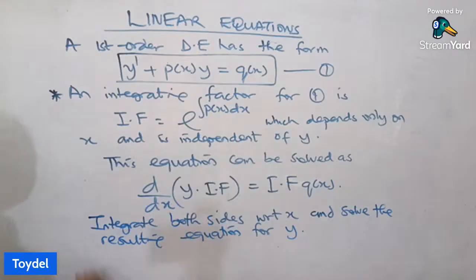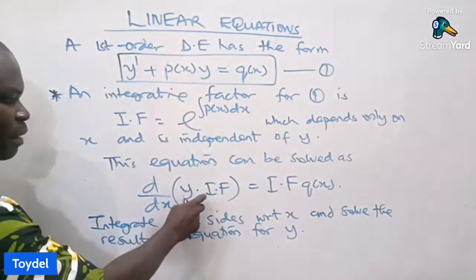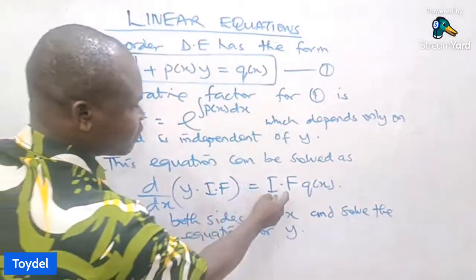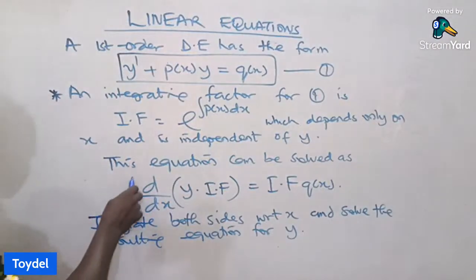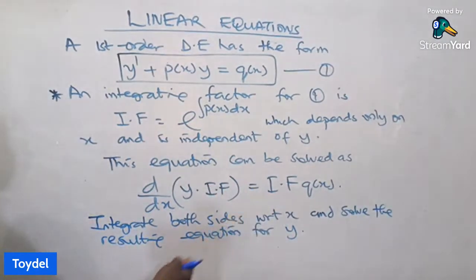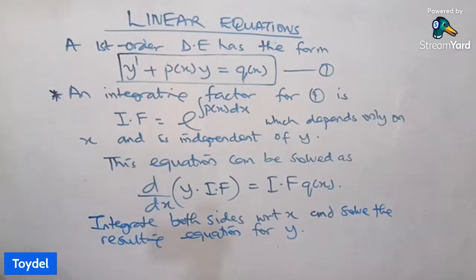Then how do we now solve? The equation can be solved as we now pick y multiplied by the integrating factor. The derivative of y multiplied by the integrating factor will be equal to the integrating factor multiplied by Q of x, what we have at the right hand side. By the time we integrate both sides with respect to x, we'll be able to solve that linear equation. So this is how to solve our linear equations.